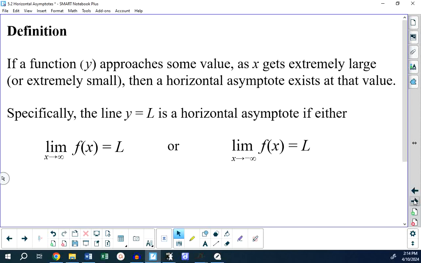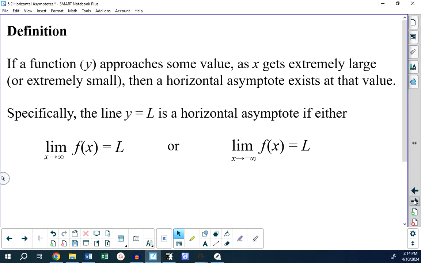And we can write it this way. We can say that if the limit as x approaches infinity of f of x has some numerical value, then what you're telling me is that as x gets incredibly large, think of x getting bigger and bigger on a graph. You're moving further and further to the right. What's happening is y is approaching that value L.